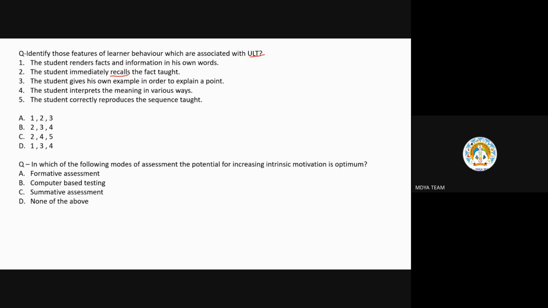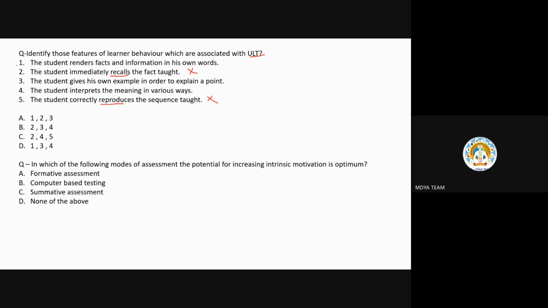If the learner is taught alphabets in the class, and the next day the teacher asks them, and the learner reproduces the same alphabets, they are just recalling and reproducing the sequence. The student correctly reproduces the sequence taught. It means it is associated with memory level. Recalls means memory level. At first, you all gave the wrong answer. Again, you have corrected the answer.